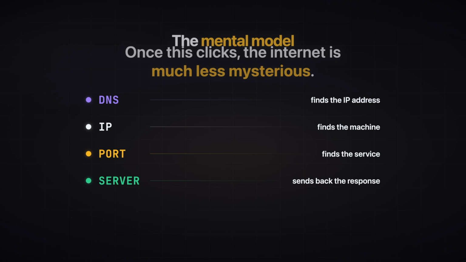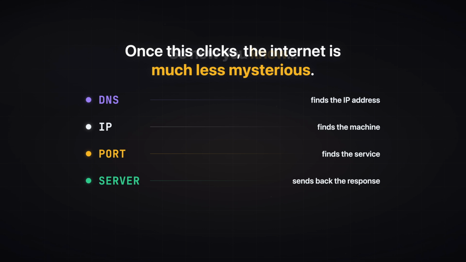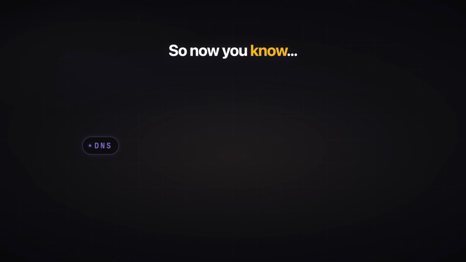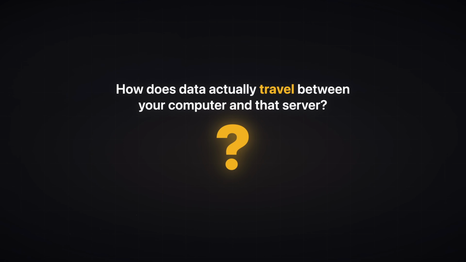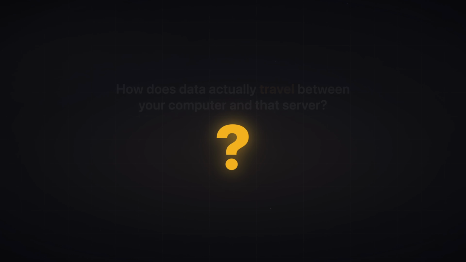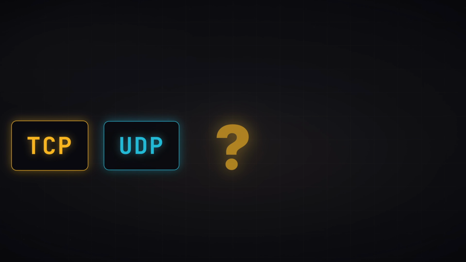Now we know where the request goes. We know how DNS finds the IP address. We know that the IP points to a server, and we know that the port identifies the service. But one big question remains. How does data actually travel between your computer and that server? That is where TCP and UDP come in, and that is what we will explore in the next video.